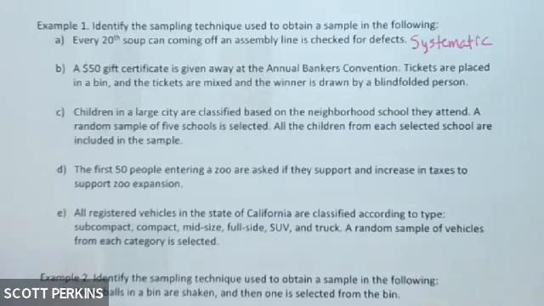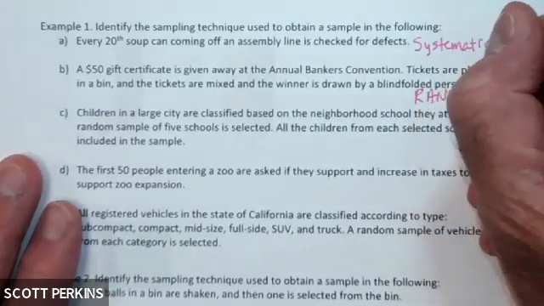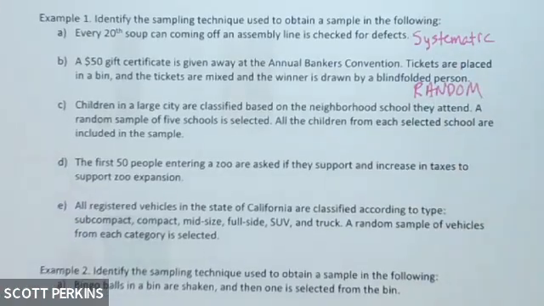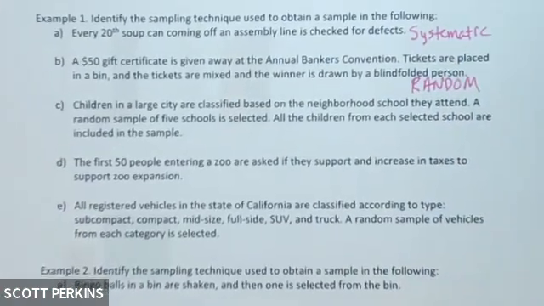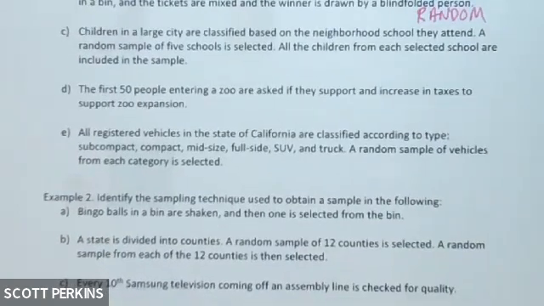The B problem says a $50 gift certificate is given away at a bankers convention. Tickets are placed in a bin and the tickets are mixed and the winner is drawn by a blindfolded person. What kind of technique is that? Yeah, that's random. We're assuming that all the tickets in the bin have an equal chance of being selected, so that is a random sample. Great job. Okay, I'm going to give you about 90 seconds. Go do the C, D, and E problems, see how you do, and then we'll talk about them.